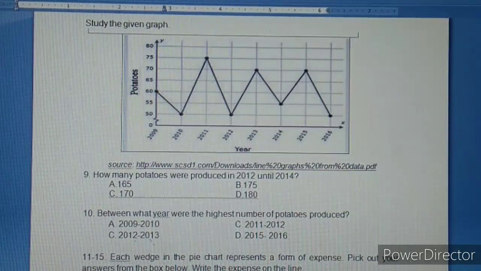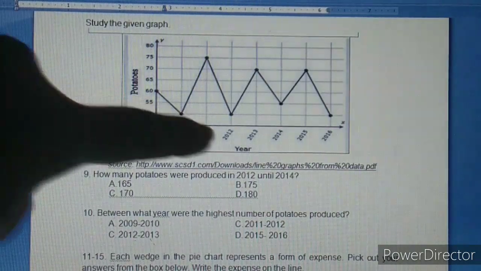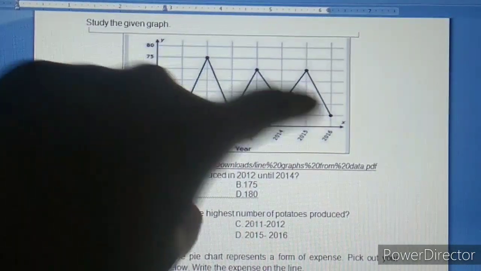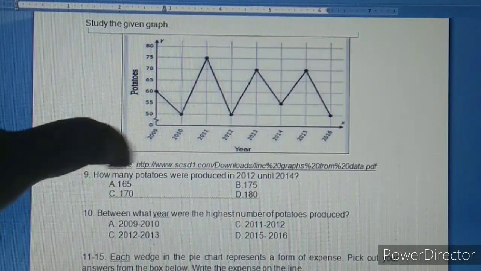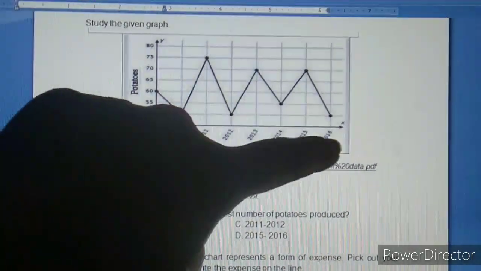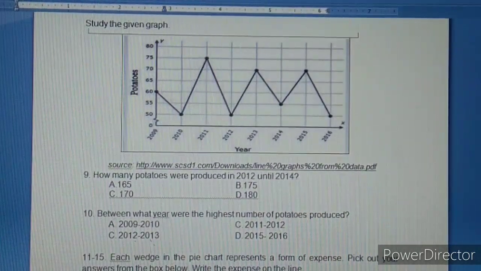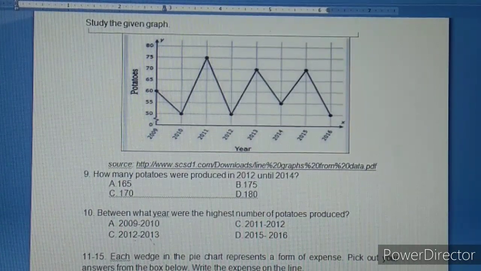Now let's move on. Study the given graph. Number 9. So again, this is an example of a line graph. On the left side, we have potatoes. And then below, we have the year from 2009 up to 2016. Question number 9. How many potatoes were produced in 2012 until 2014?